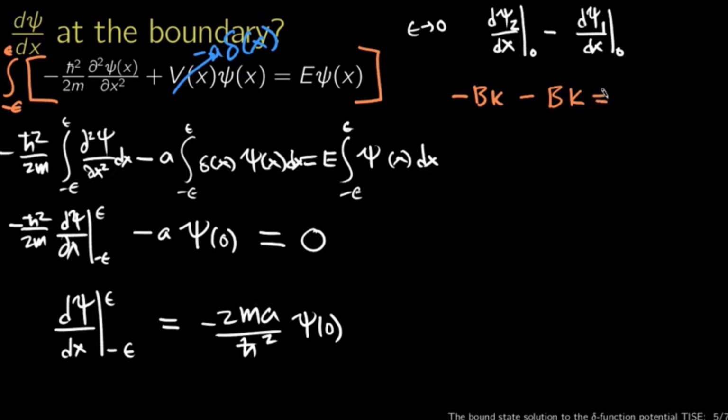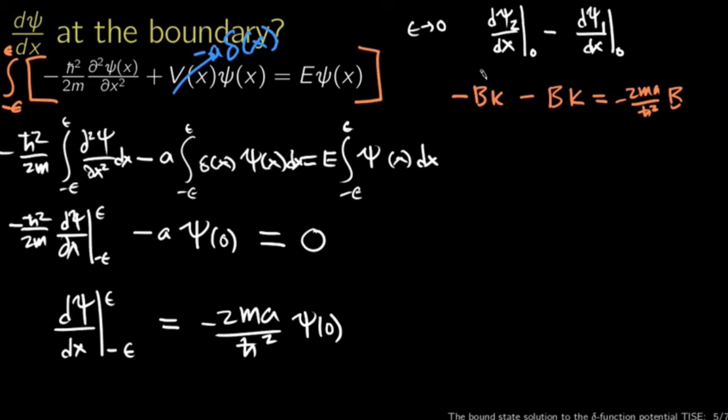The right-hand side now, we had constants, minus 2ma over h bar squared, and then the value of psi at 0 is just going to be b e to the plus or minus kx. Again, substituting in x equals 0. It doesn't matter if I'm considering the plus or the minus, region 1 or region 2. This is still going to be just 1.